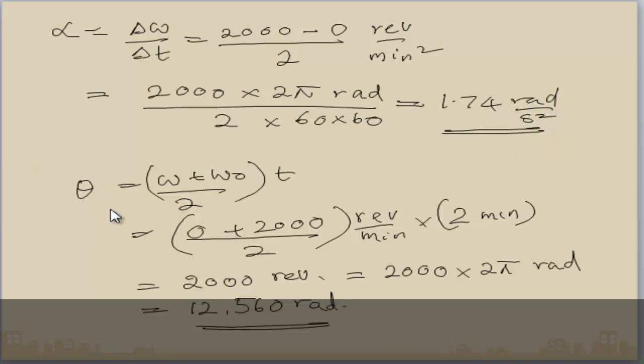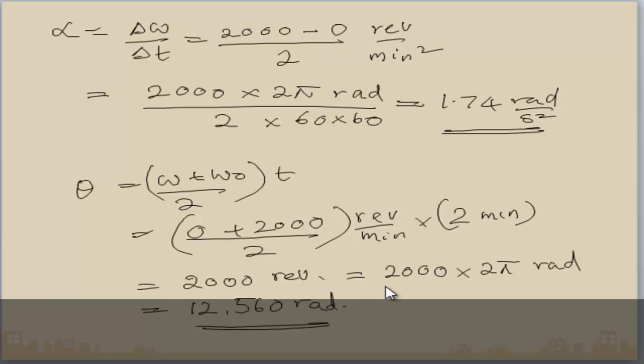The second part is angular displacement. It can be obtained using this formula: omega plus omega 0 over 2 times t. So it's 0 plus 2000 over 2. That's in revolutions per minute, or rpm. Then the time is 2 minutes, so you multiply that by 2. So minutes cancel here. The answer is 2000 revolutions.